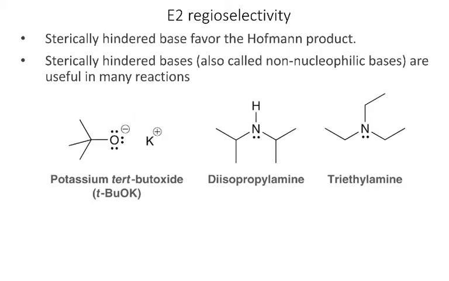I don't think you have to have these memorized, but this one is going to show up a lot. When we want an example of a bulky base, this is often the one that we choose. So, this potassium tert-butoxide, when you see t-BuOK, this is what we're using for a bulky base.